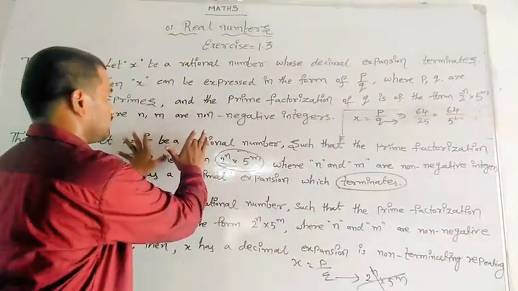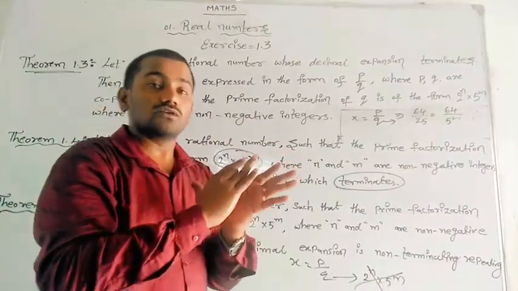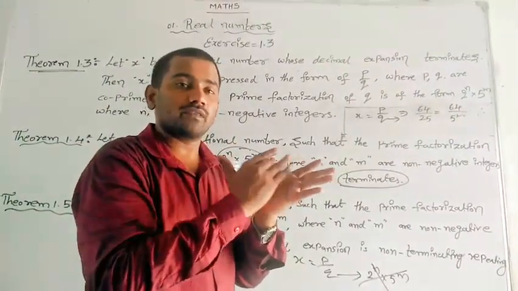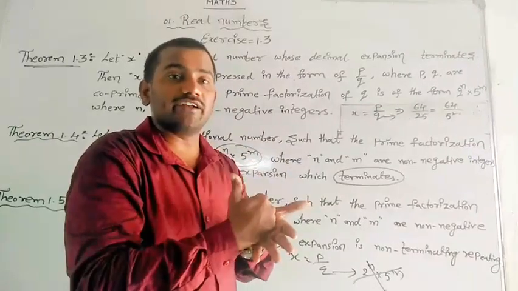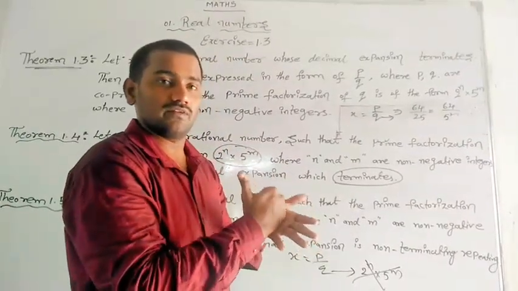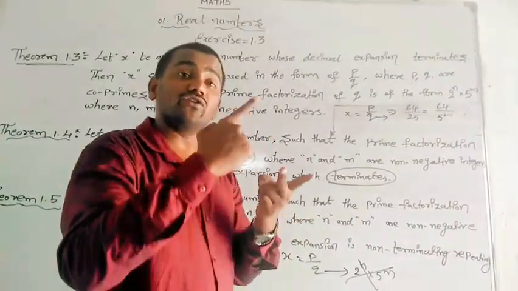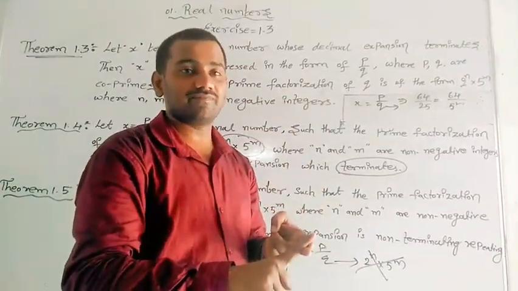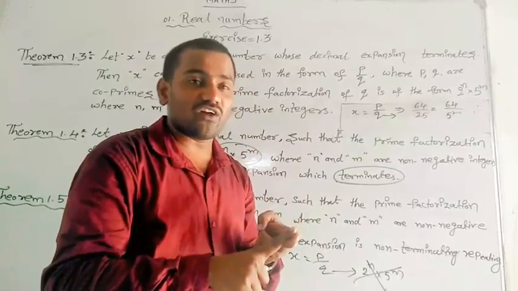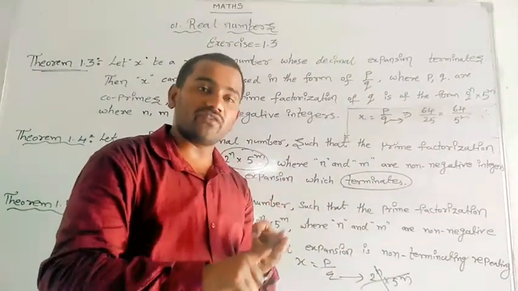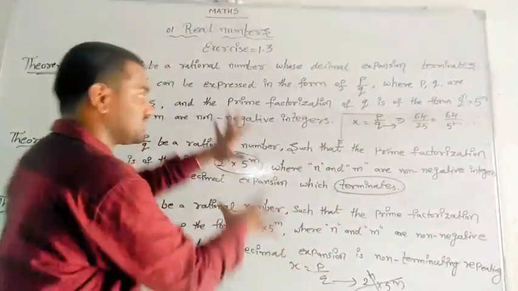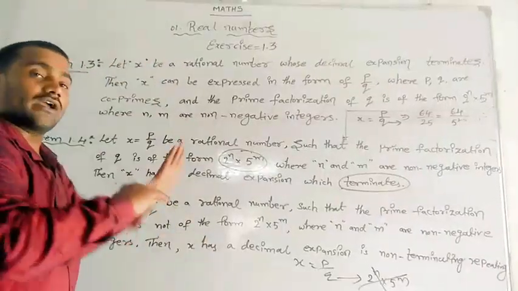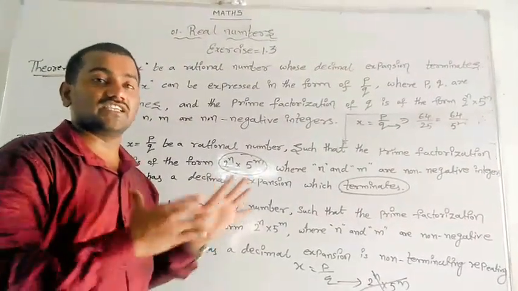Suppose we have any fraction p by q, which is known as a rational number. If the prime factorization of the denominator q is in the form of 2 to the power of n into 5 to the power of m, then it is known as a terminating decimal number. If it is not in the form of 2 to the power of n into 5 to the power of m, it is known as a non-terminating decimal number. These are the three terms. Now let us see the problems based on this.